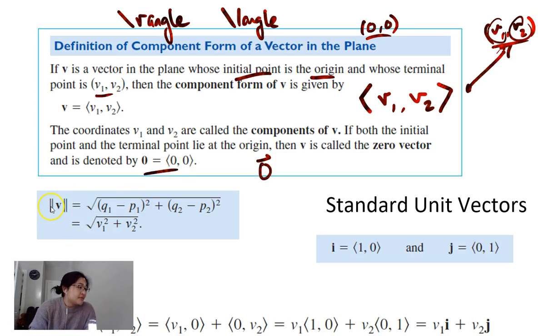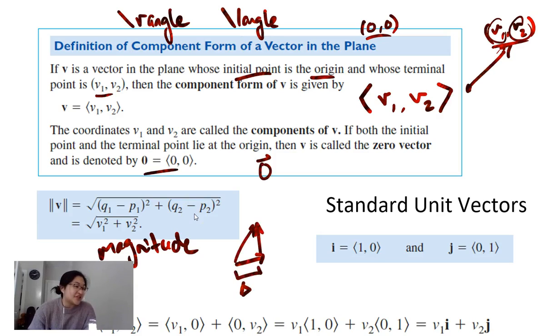This is magnitude. So the magnitude of a vector is taking the terminal point minus the initial point for the first coordinate's difference squared, plus the terminal point minus the initial point difference squared for the second coordinate, then adding those together and square rooting. And this should ring some bells because you're basically looking at the Pythagorean theorem, right? Because this is our change in this direction, and this is our change in the vertical direction, and so you get the magnitude.